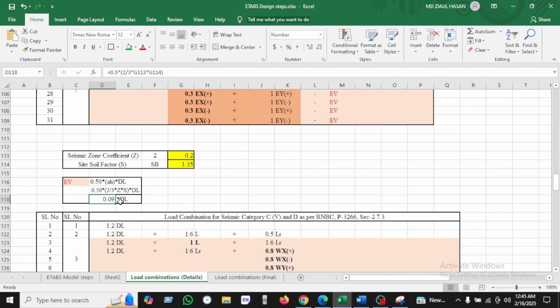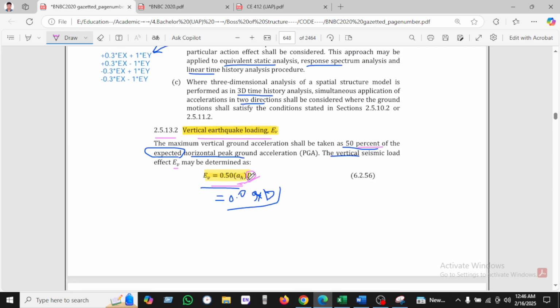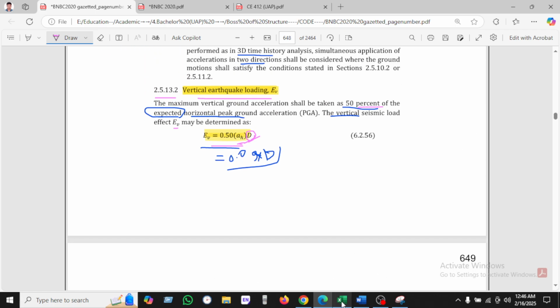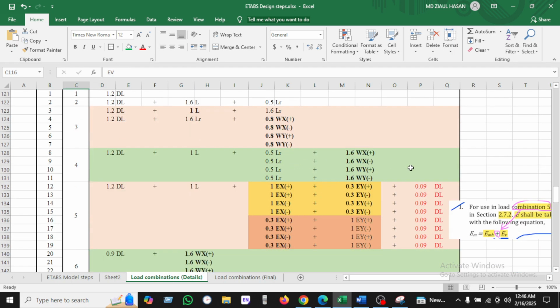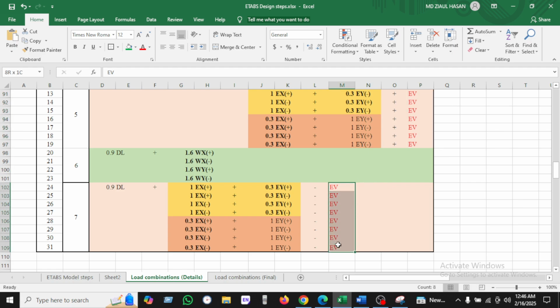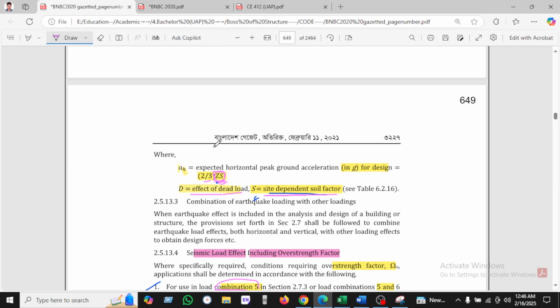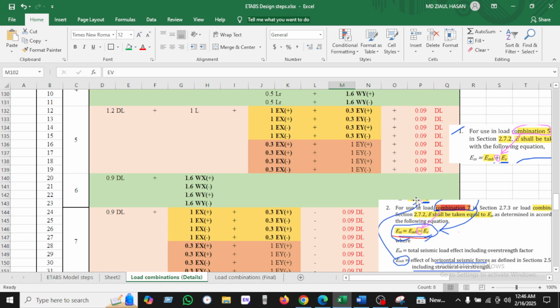I have already calculated it, and the value will be 0.90 into DL. DL is dead load, the effective dead load. So in this dead load, the EV value will be 0.90 dead load. As we have seen here, all the vertical earthquake values have been found by calculating using this formula, and we found the vertical earthquake load. So we are just putting all these values here.